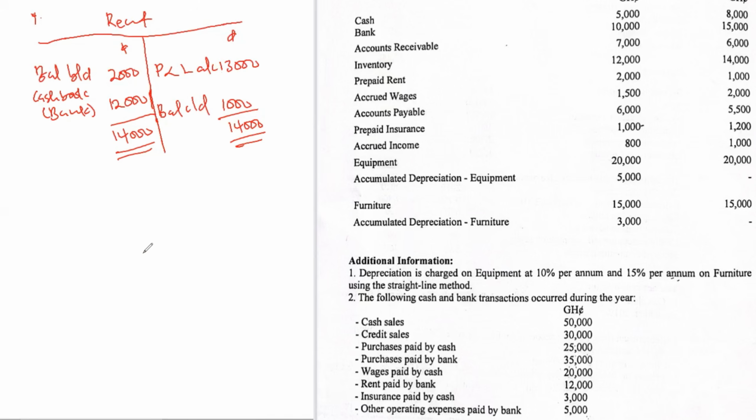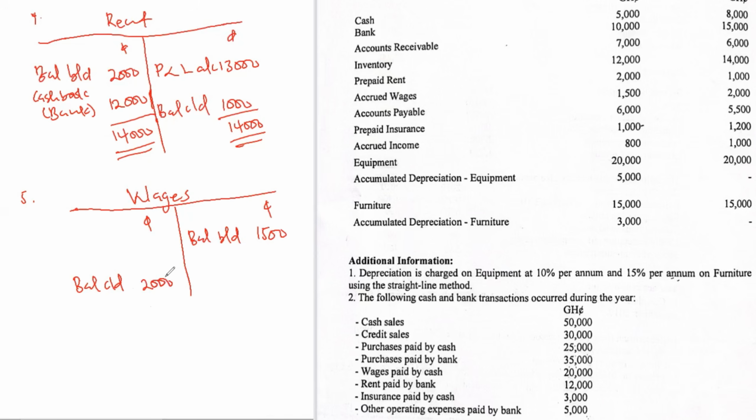Okay. So when we look at the question again, we have accrued wages, meaning we have to open a wages account. So when you open a wages account, what we have there is accrued wages. You ask yourself, accrued wages, is it an asset or a liability? Accrued wages is a liability, and all liabilities have a credit balance. So meaning the opening balance will be on the credit side, which is 1,500, and the closing balance will be on the debit side, which is 2,000.